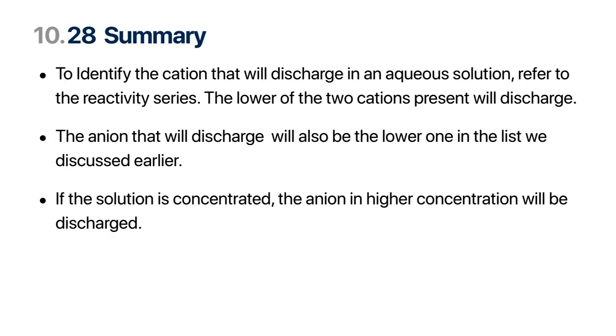Let's move on. To summarize, this is a reiteration of the steps I mentioned when we were doing the skill check earlier. To identify the cation that will discharge in the aqueous solution, refer to the reactivity series. The lower of the two cations present will be discharged. The anion that will discharge will also be the lower in the list we discussed earlier. So in the anion list with the sulfate, nitrate, chloride, bromide, iodide, and hydroxide, whatever is at the lower end will be discharged.